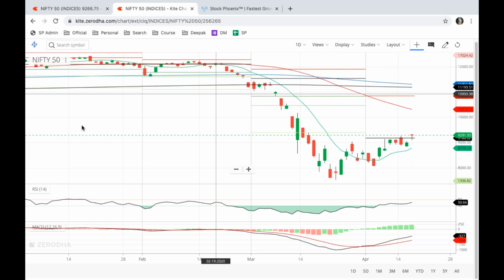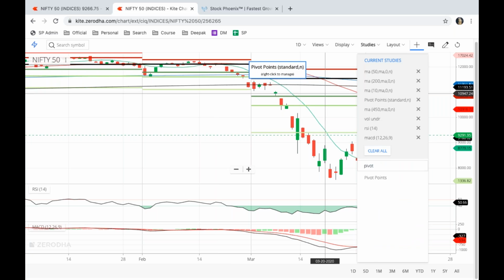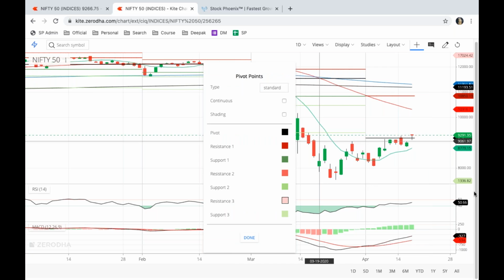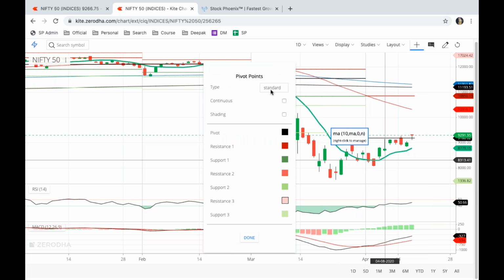Tweezer bottom should be the same, both candle lows. Exactly, right. Every month the pivot changes. Very good question. In pivots, there are different types of pivot, but we will use only standard pivots. Many different pivots are there, but don't use them. We'll be using only standard pivots.